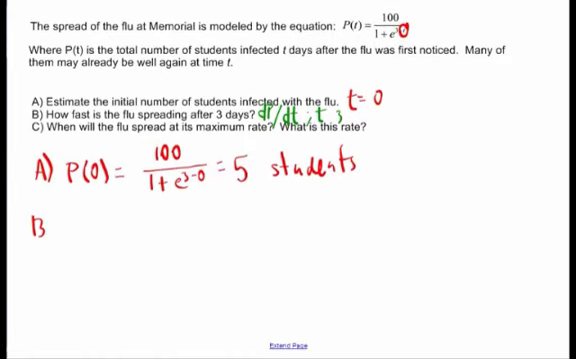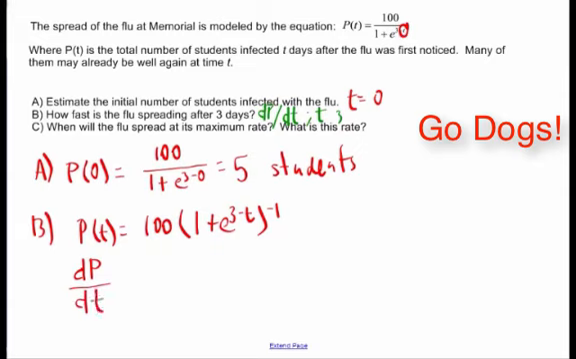So we take our P of t, and watch this. I'm going to rewrite this guy. I want to make it 100 times (1 plus e to the 3 minus t) to the negative 1 power. That's the same thing as our original equation, but it's a heck of a lot easier to take the derivative of.